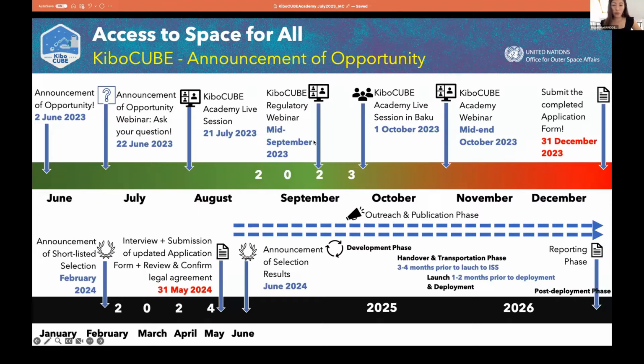The details will be finalized hopefully in the next coming weeks so that we will be able to give you the exact time and date. And after that, we have the KiboCUBE sessions, and you will need to submit by the 31st of December. After that, the schedule is as you can see here, and it's explained very clearly in the document, so please have a look. But for this round, we are targeting the deployment to be sometime in 2026. So it is a long but exciting journey, and we really hope that this KiboCUBE Academy session today will help you take the first step.